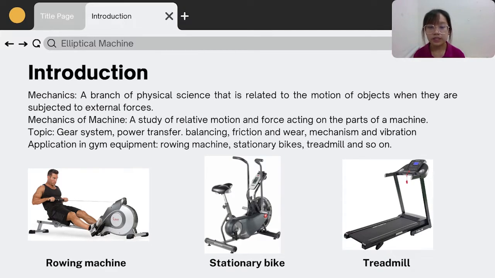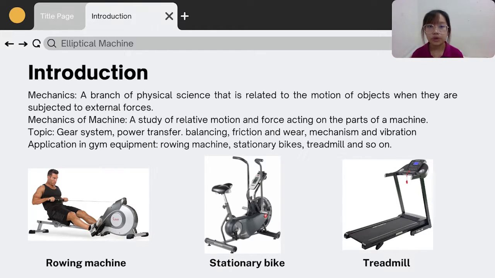So what is mechanics? Mechanics is a branch of physical science that is related to the motion of objects when they are subjected to external forces. Mechanics of machine is a study of relative motion and force acting on the parts of a machine, and the topics involved are gear system, power transfer, balancing, friction and wear, mechanism, and vibration.